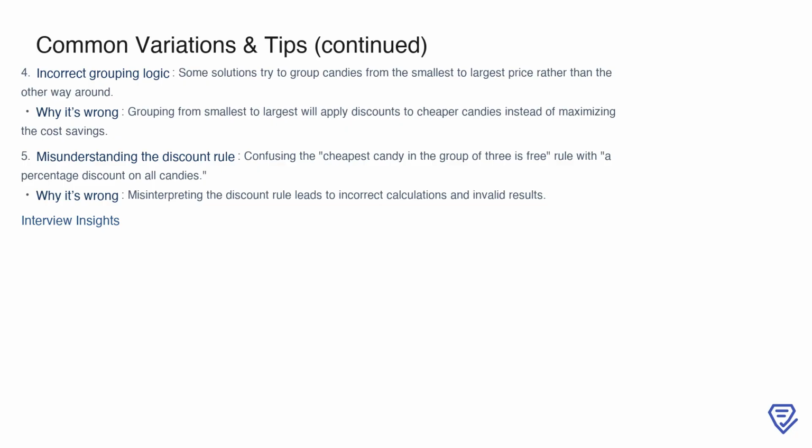Misunderstanding the discount rule is also a frequent issue. Remember, the rule specifies that the cheapest candy in a group of 3 is free, not that there's a percentage discount applied to all candies. Misinterpreting this can lead to completely invalid results. From an interview perspective, these details are critical. Being able to explain why certain approaches fail or how edge cases should be handled demonstrates your understanding of the problem.